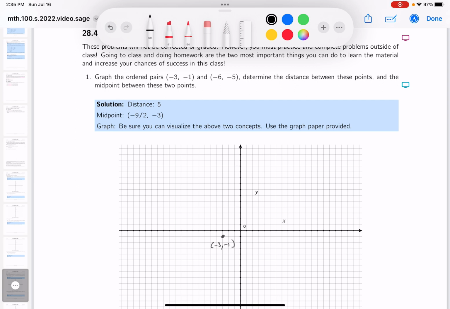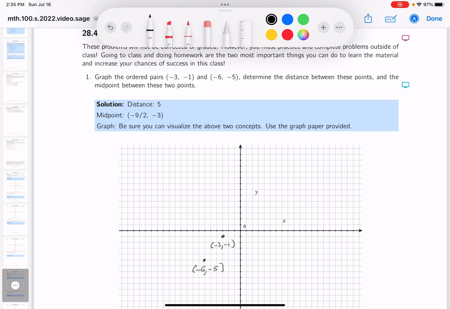And you count over 6 to the left. Let's see, 3, 6, and then 5 down. So let's see, 1, 2, 3, 4, 5. So this is going to be minus 6, minus 5. All right, there are 2 points in the Cartesian plane. The first point is minus 3, minus 1. The second point is minus 6, minus 5.